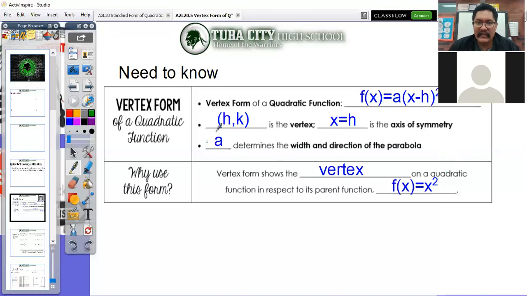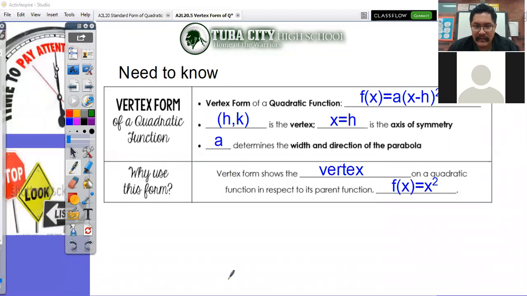And a, just like the other form, determines whether it opens up or down. It also determines whether it's going to be compressed, stretched, or anything else like that. The vertex form shows the vertex, well, duh, on a quadratic function with respect to its parent function f of x equals x squared. So let's go ahead and look at the parent function.